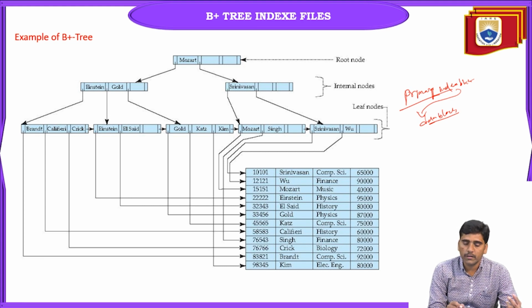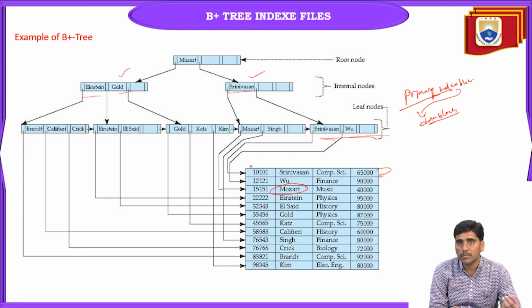Here is the root node. Based on the search key value at the root node, the internal nodes are presented, and based on the internal nodes, the leaf nodes are presented. Here the internal nodes contain Srinivasan, Einstein, Gold, which are some of the data in the form of root nodes, internal nodes, and leaf nodes. Each and every leaf node points to the next record of the data.